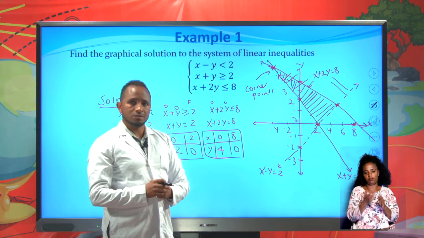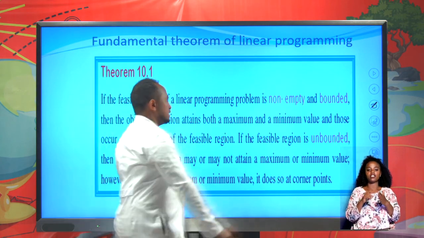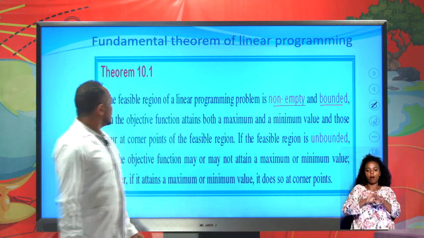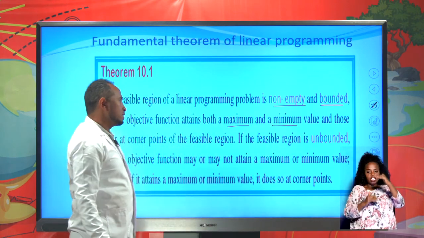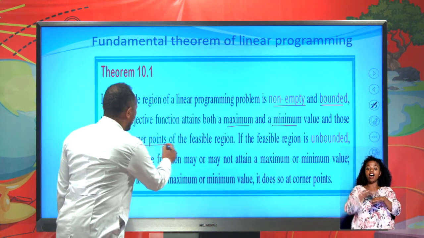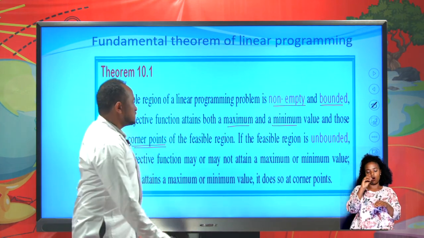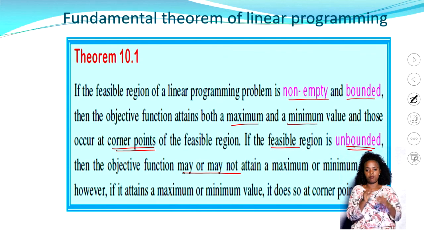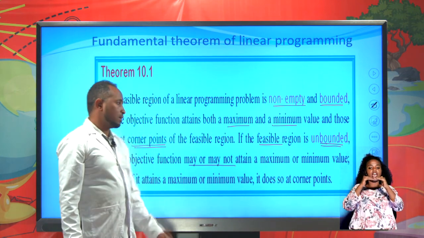So let's continue to the next part. Fundamental theorem of linear programming: if the feasible region of a linear programming problem is non-empty and bounded, enclosed by a polygonal region, then the objective function attains both maximum and minimum values, and those occur at corner points of the feasible region. If the feasible region is unbounded, it may or may not attain a maximum or minimum value. However, if it attains a maximum or minimum value, it does so at the corner points.